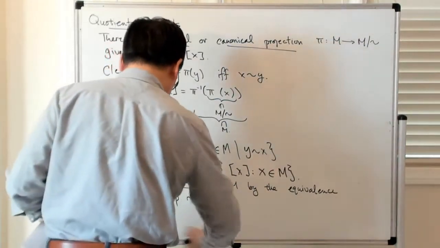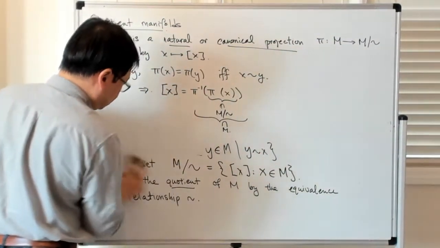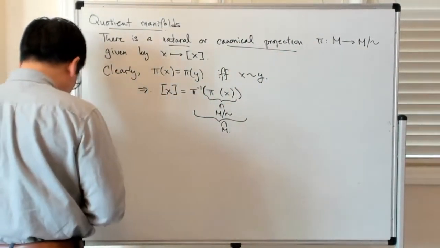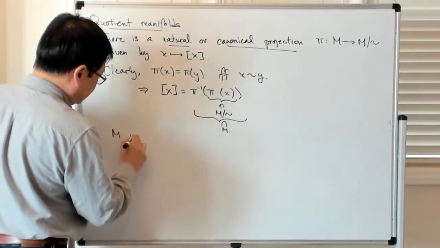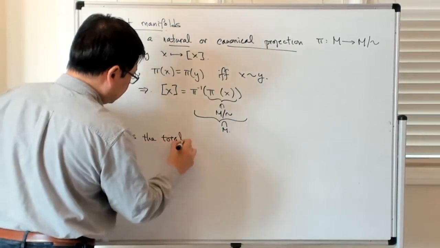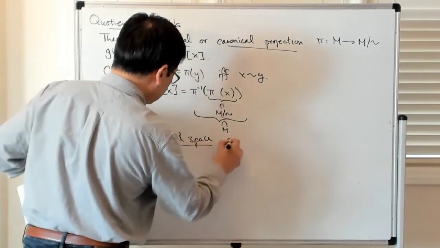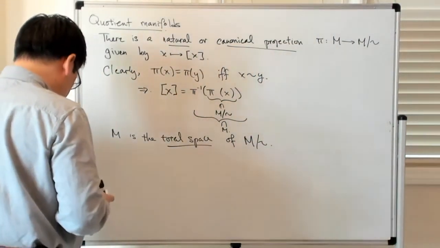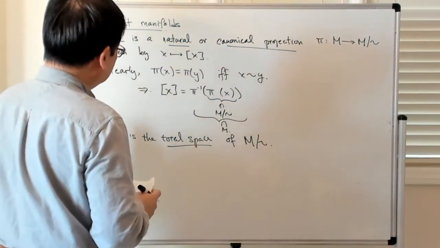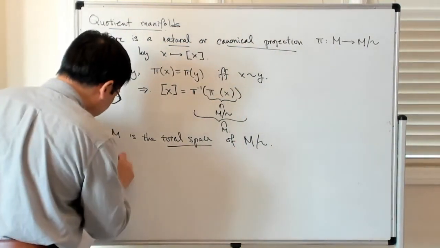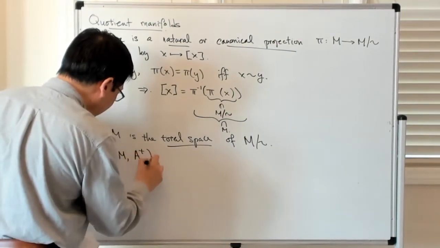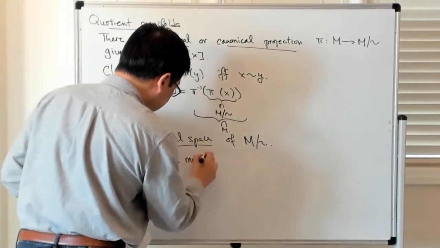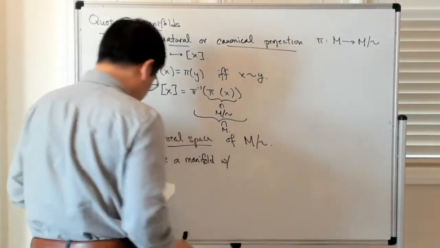M is said to be the total space of this quotient. So again, we're looking at a situation where M is a manifold, so let's say we have a manifold with a maximal atlas, so this is a manifold with an equivalence relationship.